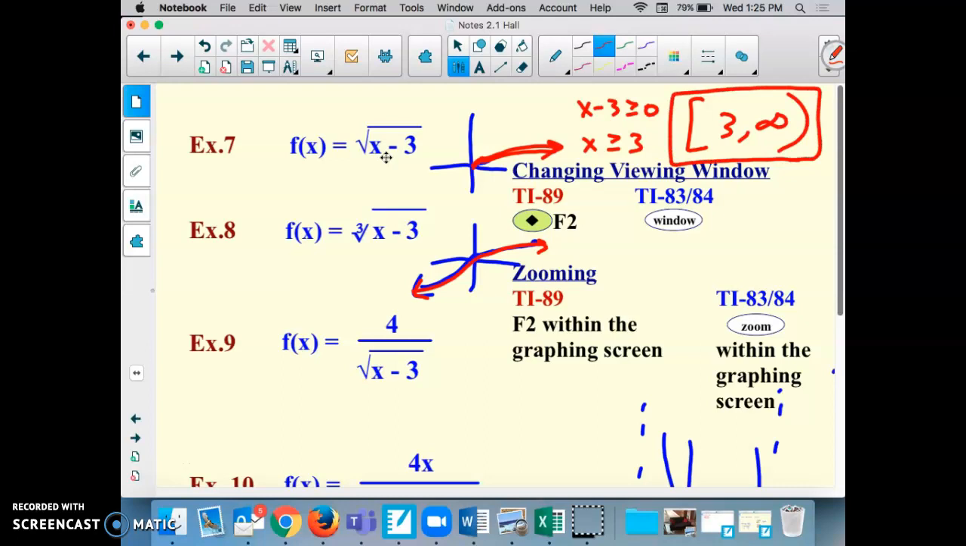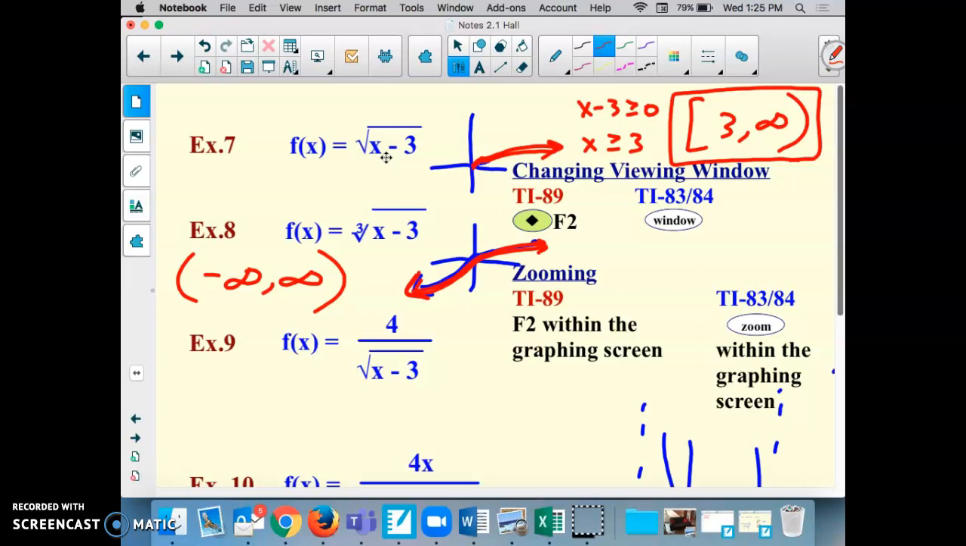Okay. The next one's an odd root. Because it's a cube root, right there, a cube root has no restrictions. Odd roots have no restrictions on the domain. So guess what? The domain would be everything: negative infinity to positive infinity. There's a little graph of what it could look something like. That's just a sketch, though. It's not the perfect graph.